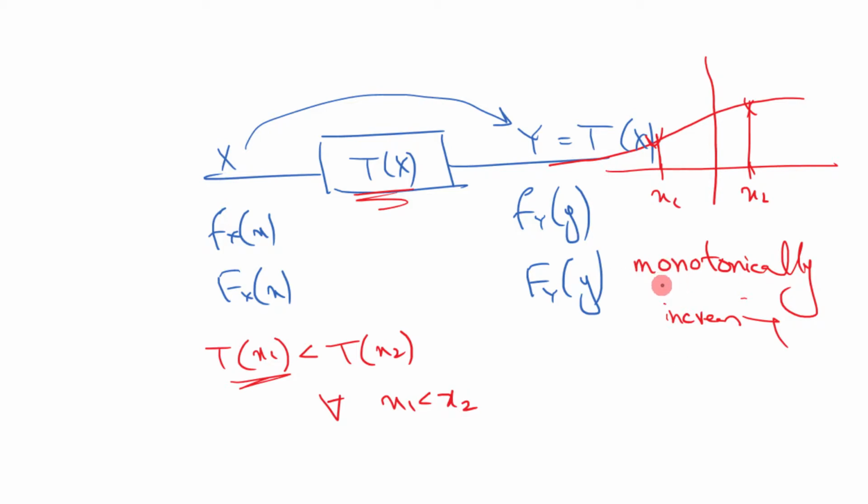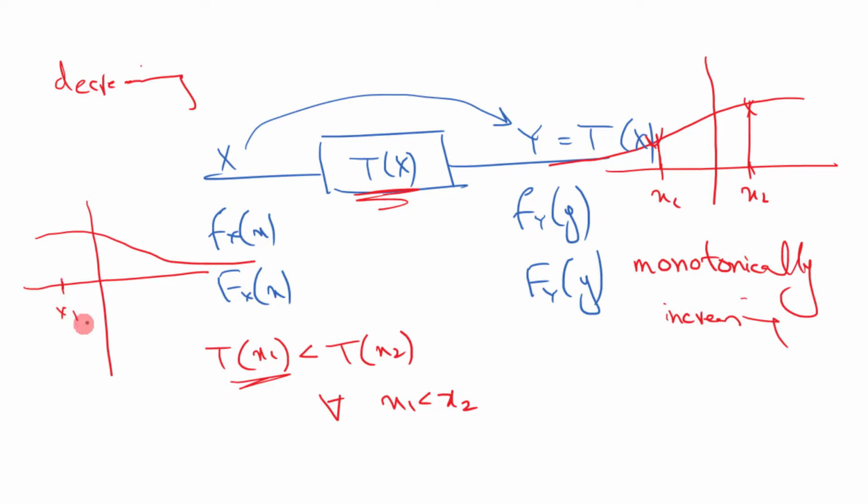Similarly, you can have a transformation which is monotonically decreasing. In this case, the transformation curve could look like this. Here this is x1, and this is x2. For x1 less than x2, this value T of x1 will be greater than T of x2, as is clear from this curve. This is a monotonically decreasing transformation and that is a monotonically increasing transformation.